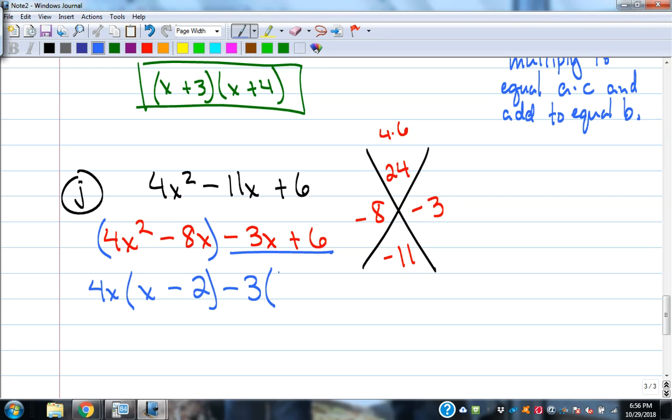Whatever sign is in the middle there should be in the middle on the next step. Always. What's that leave in the parentheses? X minus 2, because I pulled out a negative. What times negative 3 gives me positive 6? That's a negative 2. All right, now the factors are x minus 2 and 4x minus 3.